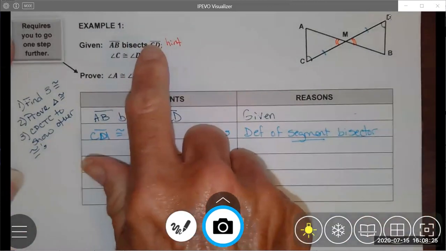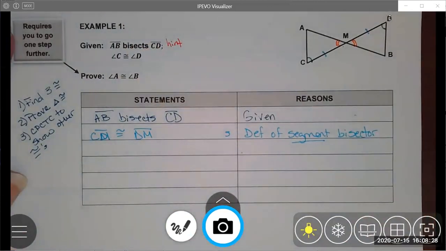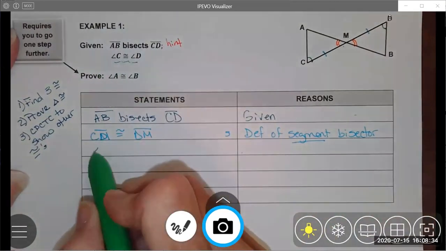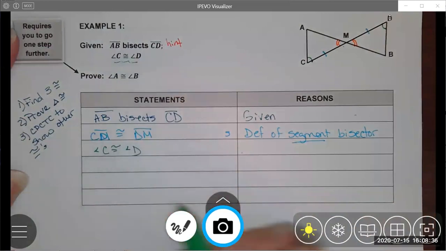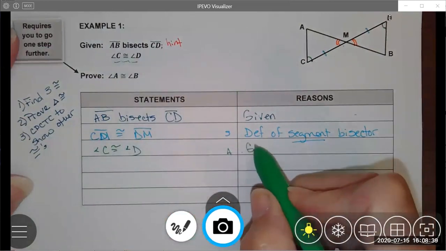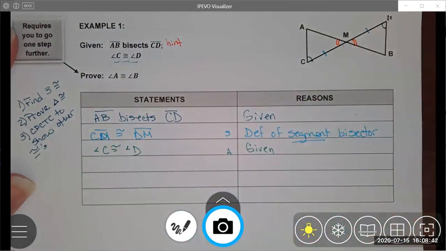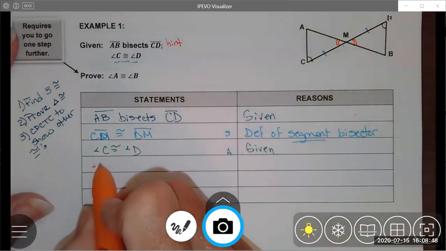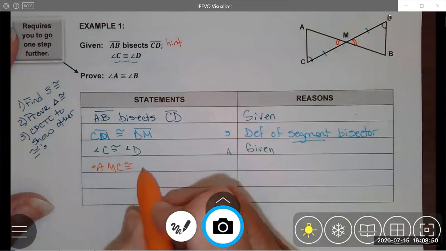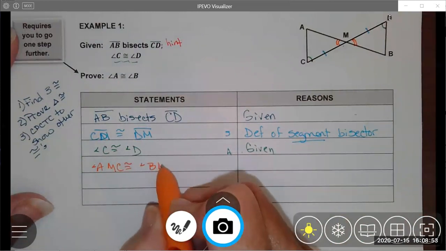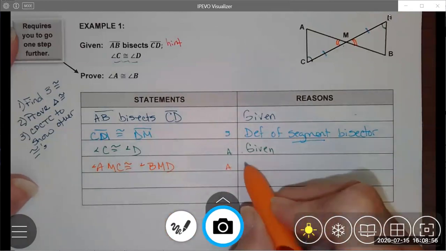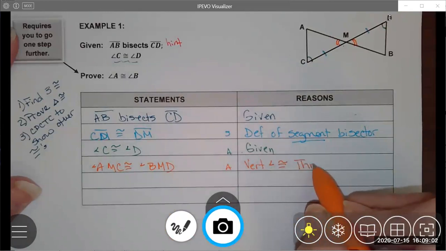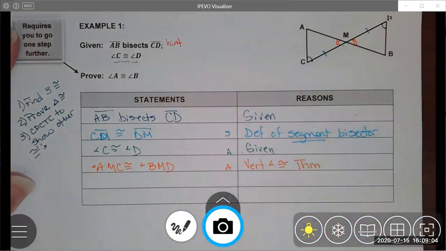bisector, because I'm bisecting a segment. The thing that we noticed was the hidden congruency, and my hidden congruency is that angle AMC is congruent to angle BMD. That is an angle congruency, and I know this because these are vertical angles. They're congruent by the vertical angle congruency theorem.